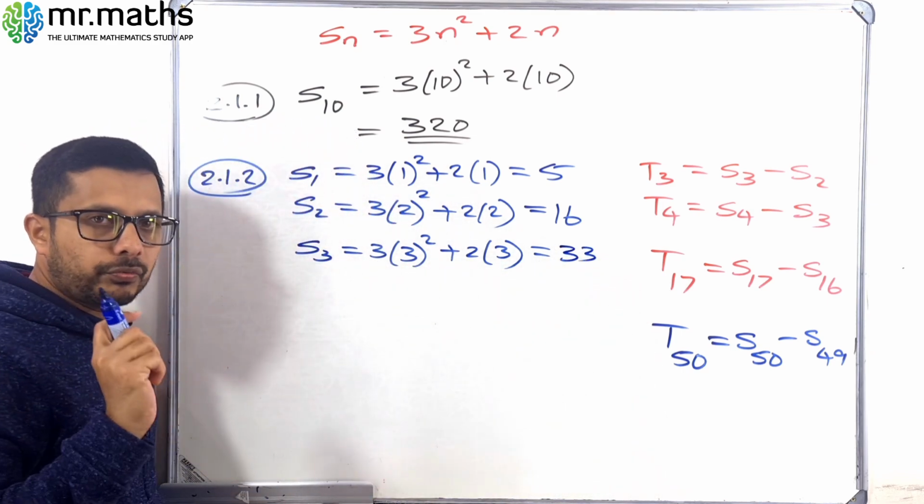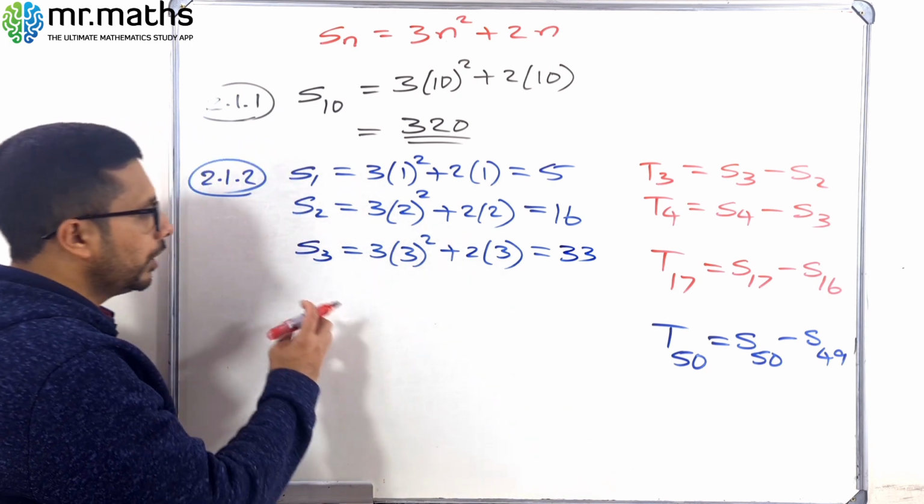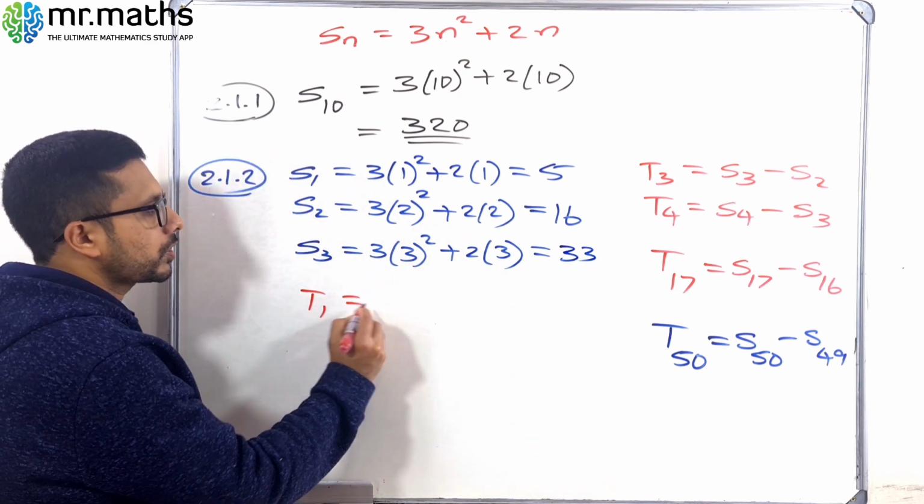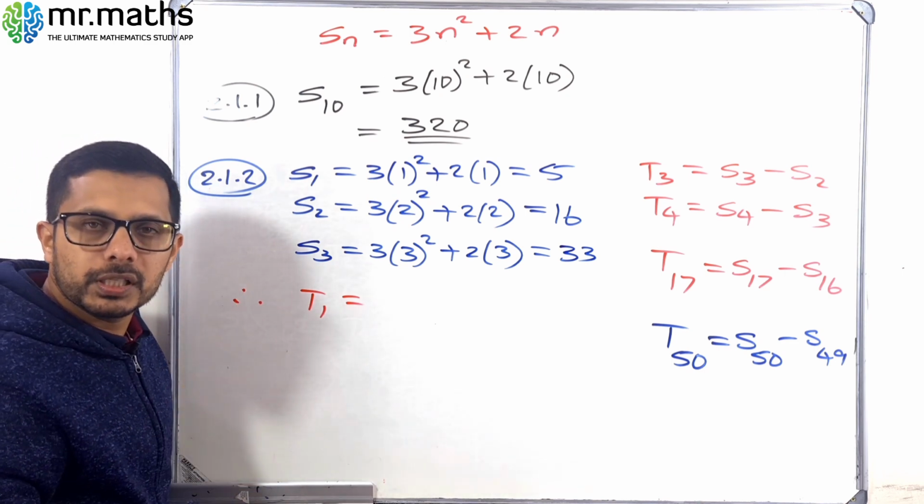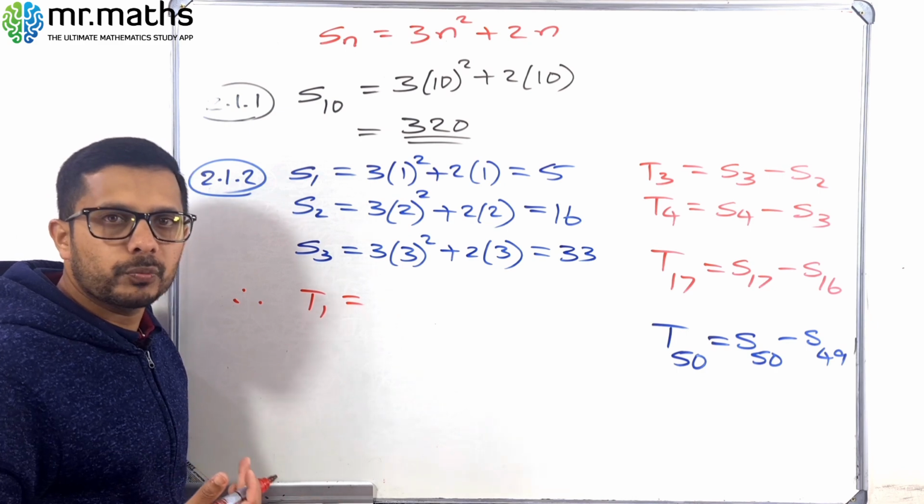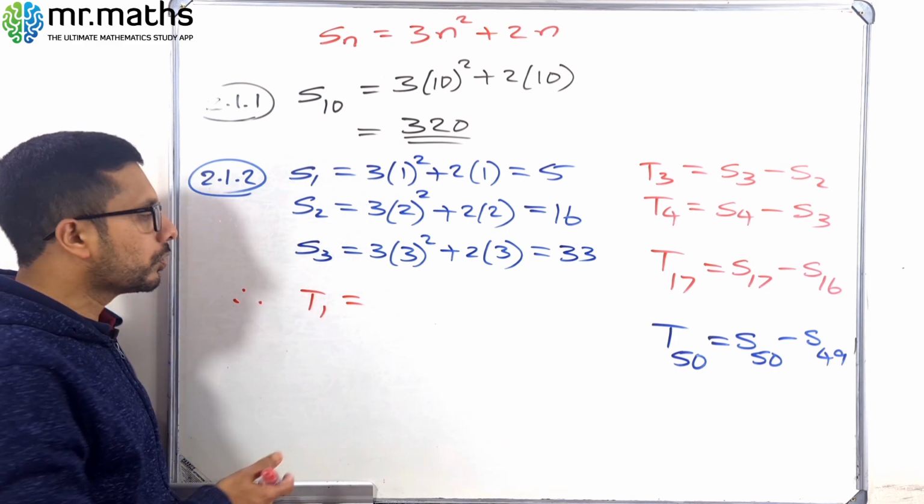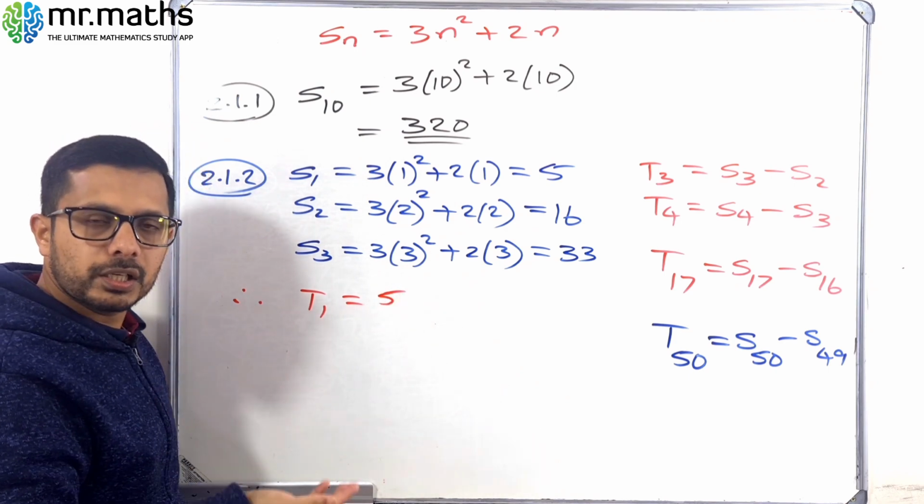Now don't forget that we have to find the first 3 terms. So the first term, how can you find? The first term is itself S1. Am I right? What does S1 stand for? Sum of the first term. That is T1. So what is T1 we got? It is 5. That is itself S1.